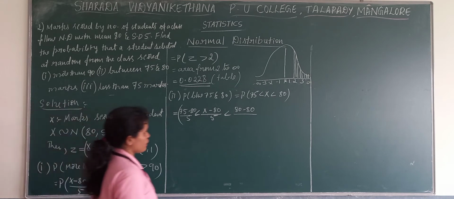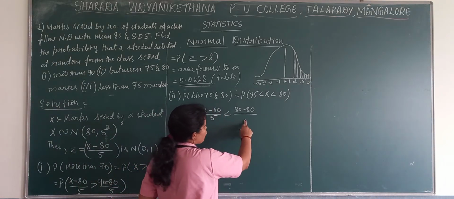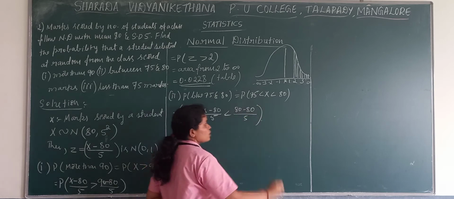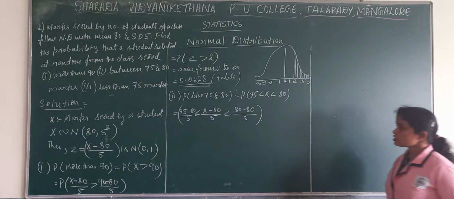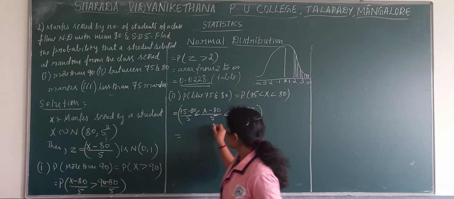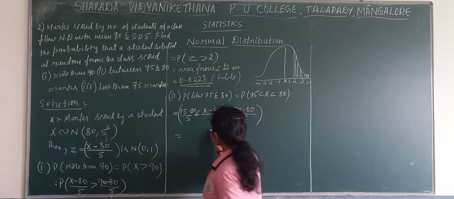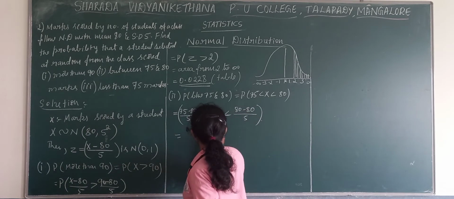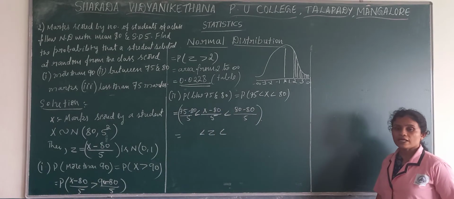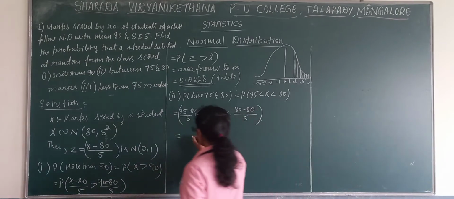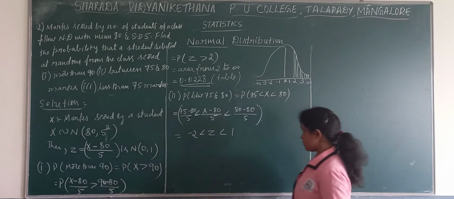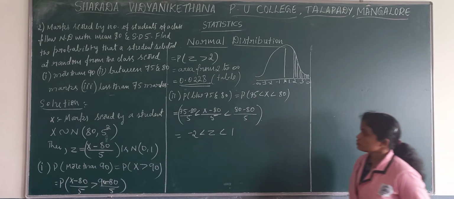What is the value of the standard deviation? The standard deviation is 5 there. Now here we know that this is Z, the standard normal variate. Now find the value. 75 minus 80 by 5, we get minus 2, and here we get 1.